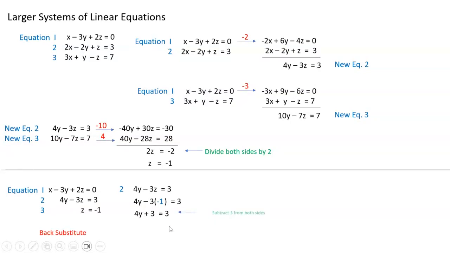We subtract 3 from both sides. So we get 4y equals 0, and we solve for y by dividing both sides by 4. So y equals 0. So I already have my y and I already have my z.